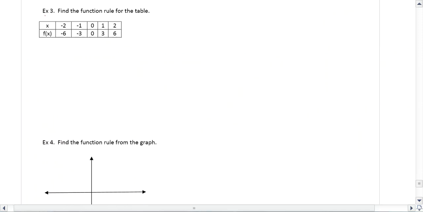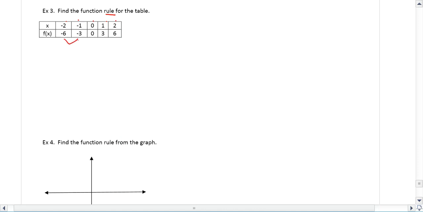Next example, we are asked to write the function rule. Remember, the word rule means equation. So we have to write the rule by looking at the table, and this can be very challenging. It can be easy for some and difficult for others. So first thing we're looking for is patterns. I'm noticing that we're counting by ones on the X. That always makes it easier when you're going by ones to find the pattern.